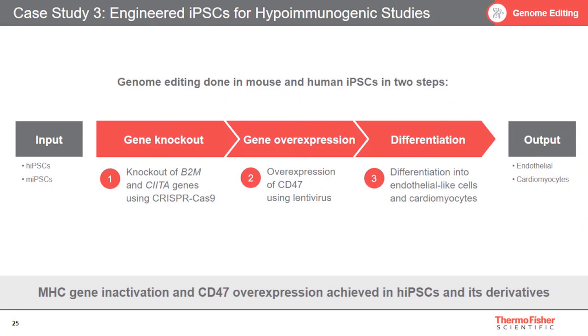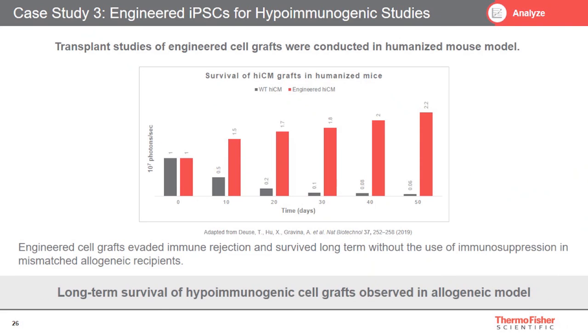Dr. Schrepfer's group subsequently differentiated these engineered iPSCs into cardiomyocytes and endothelial cells. And the cell lines were transduced to also express a firefly luciferase reporter in order to enable tracking by bioluminescence imaging. And transplantation studies of these engineered grafts were then conducted in humanized allogeneic mouse models.